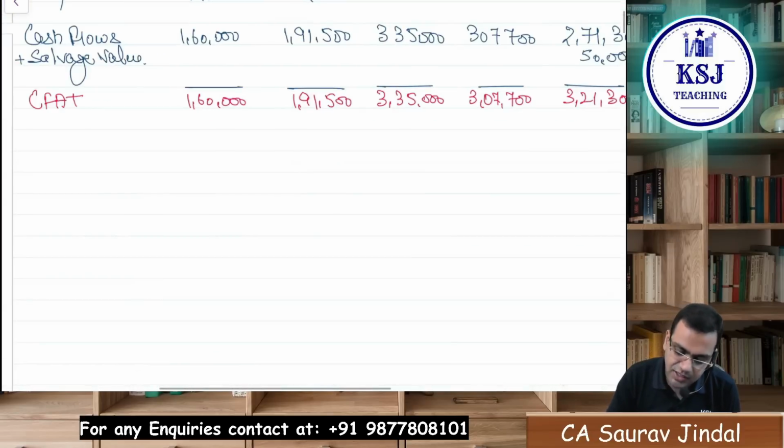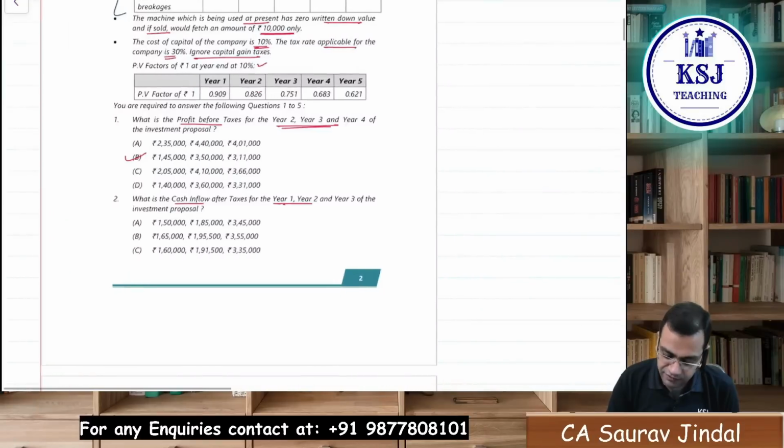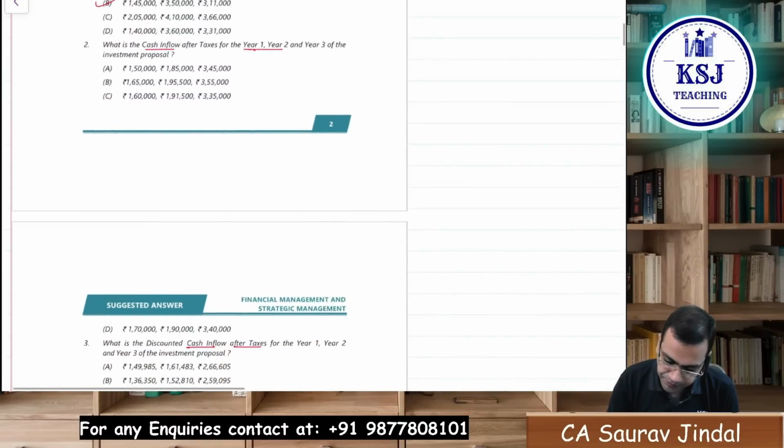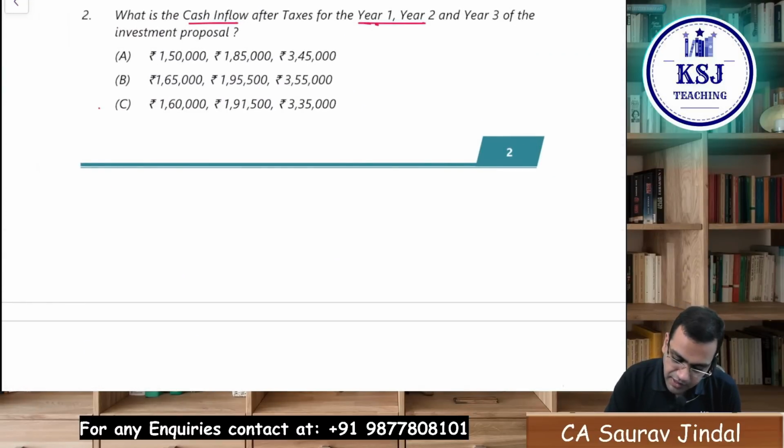Next one. Second, what is the cash inflow after taxes for year number 1, 2, 3? That means they are asking for CFAT, cash flows after taxes for year number 1, 2, 3. 1,60,000, 1,91,500, 3,35,000. Let's see, is there any option? Option number C. Third option, 1,60,000, 1,91,500 and 3,35,000.